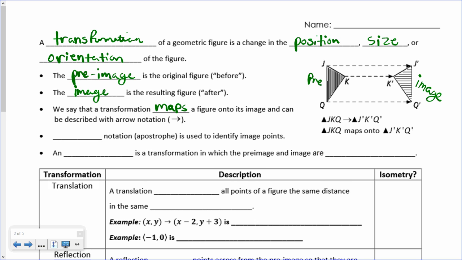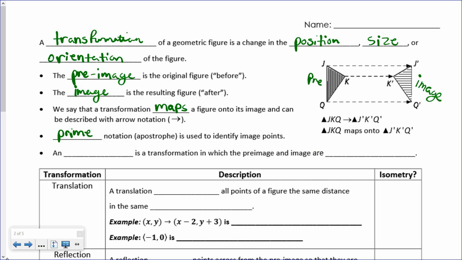The little apostrophe that we use is called a prime. So that word goes here. In math, the little apostrophe, when you stick it onto a letter or something, or a number even, it is represented as the word prime. So we call this point K prime, or J prime, or Q prime. And so that's how you can tell that that's the after picture, if you guys see the little apostrophe.